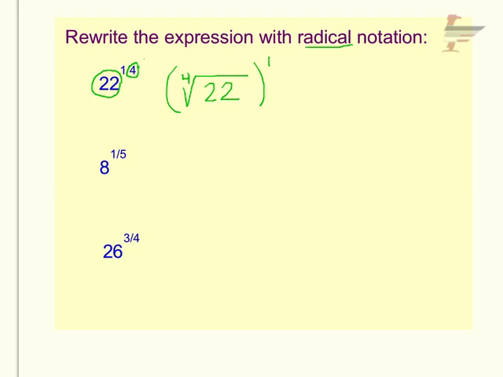8 to the 1/5 power is, the 8 goes in here. And then we're taking the 5th root, so that's where the 5 goes, and again that power of 1 doesn't matter. Next example, 26 goes in here. Your root is 4, and the power of 3, we'll throw parentheses around this and raise it to the third power.